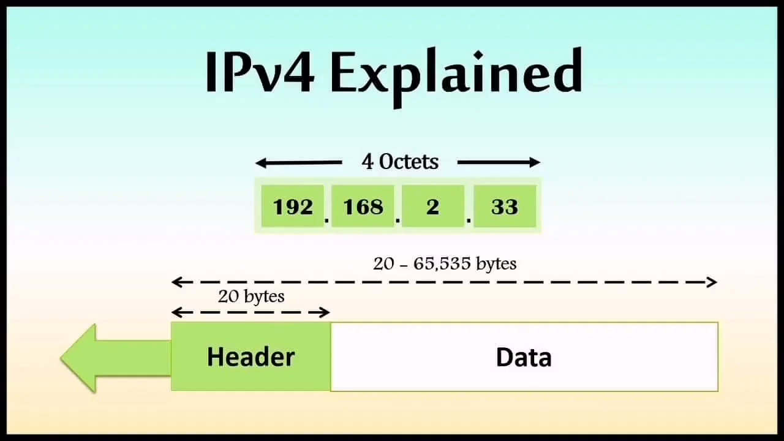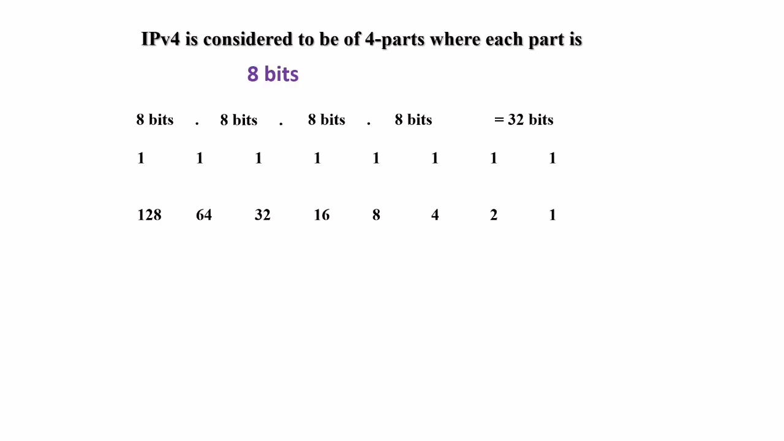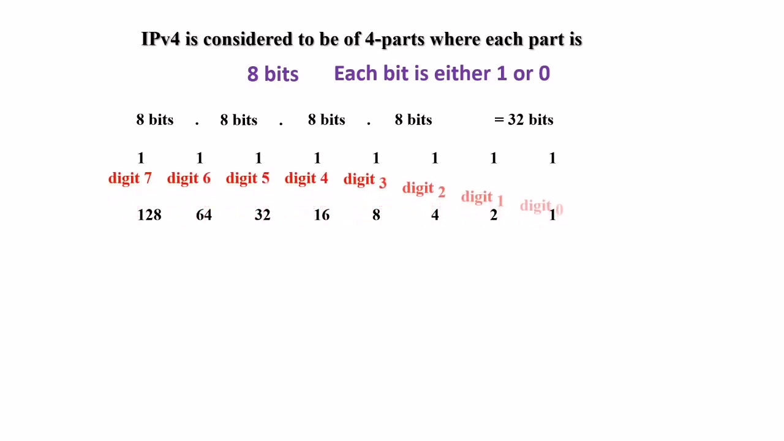Initially, we are going to explain IPv4. IPv4 is considered to be 4 parts, where each part consists of 8 bits, and each bit may be either 1 or 0. The sum of the 4 parts will be a total of 32 bits. We may see that it's numbered from digit 0 to digit 7.